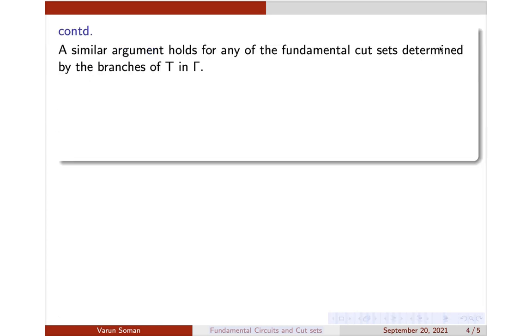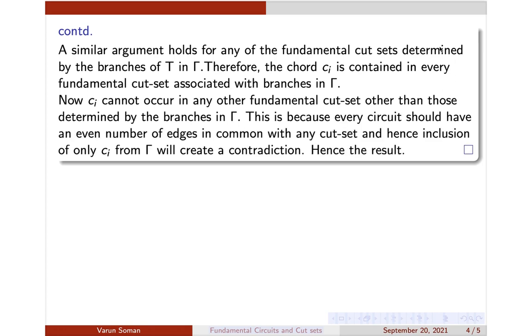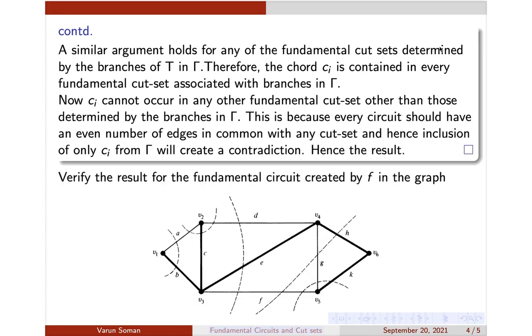And now we'll see by means of an example what we mean by this statement. So this is the entire thing. Now look at this graph here. Let us try to understand this theorem. Suppose I am going to take this F here. F is a chord. I am going to look at the fundamental circuit created by this F. So what is the fundamental circuit created by this F in this graph?